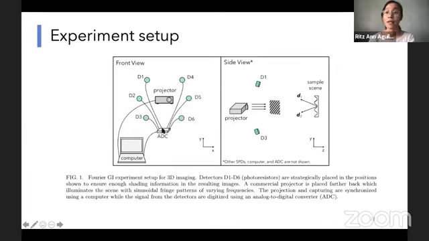So this is the built experimental setup for 3D computational ghost imaging. We have 6 LDRs here. You only need at least three to collect signals from a sample scene.